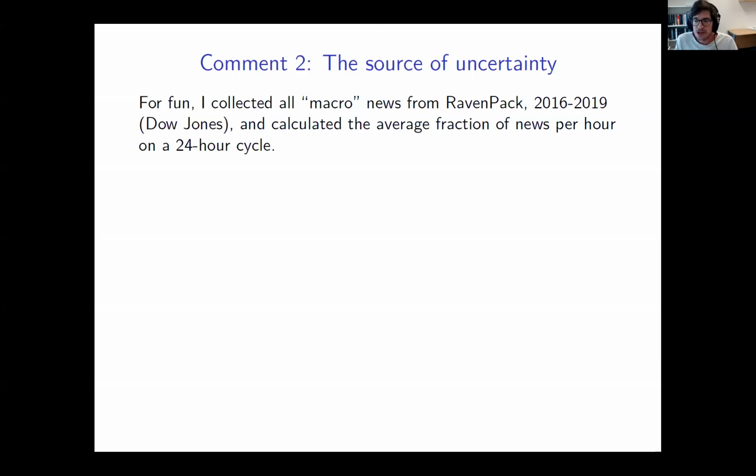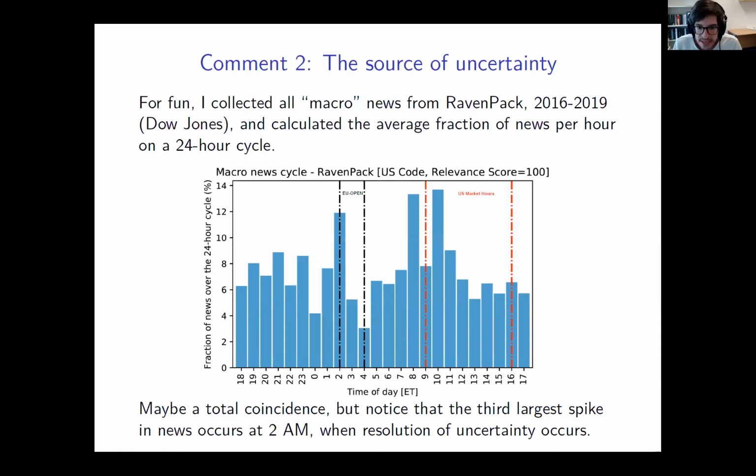And I kept only the news for which RavenPack keeps a relevance score of 100. So these are, quote unquote, the most relevant news. Then I took a given day, summed up the total number of news, and for each hour I calculated what fraction of the news falls in that hour, over the total 24 hours.